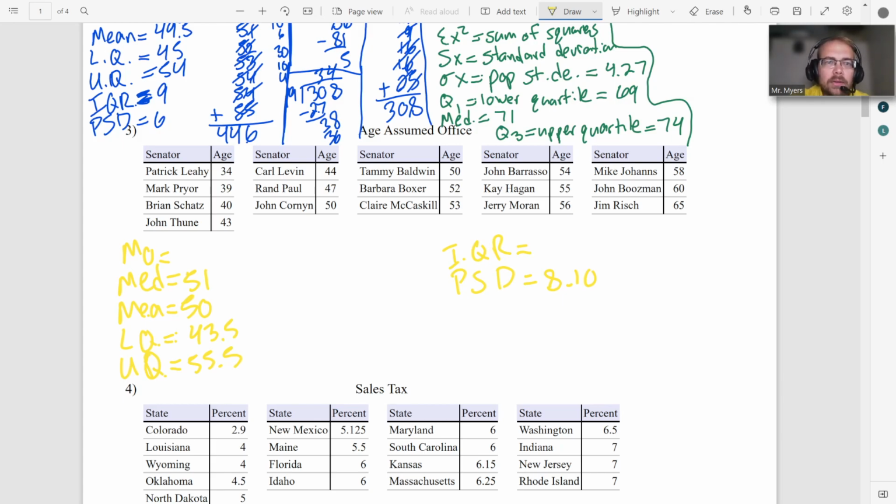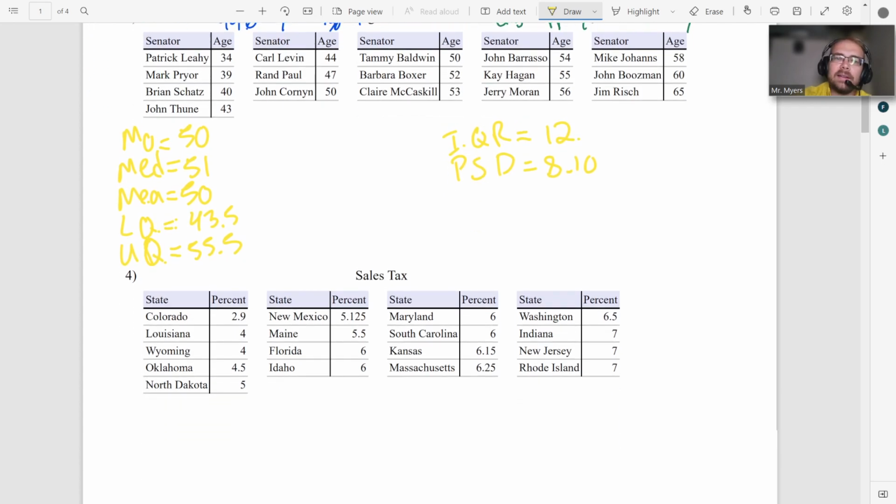I think I noticed a repeating value. I think it was 50. 50 is the repeating value. Right, I think that was the only one. Yeah, looks like that's the only one. So that's the only thing for the mode. And then for the interquartile range, we do the upper minus the lower. And that looks like that's going to be 12. And that's it. That's how you do it.